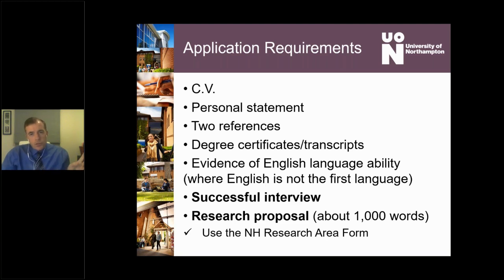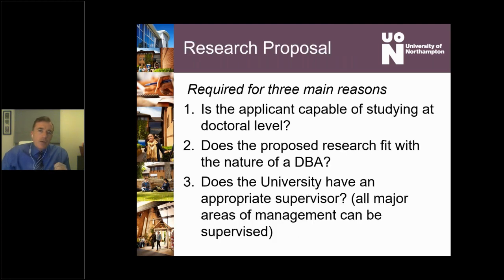Although over those first 2 years on those taught modules, you will go into a lot more depth about research, it's still as important at this stage to really think about what you want to do. And I just put on here, why do we have a proposal at this stage? There's really 3 things we're looking for. Is the applicant capable of studying at doctoral level? And the doctoral level study is a jump from master's level.